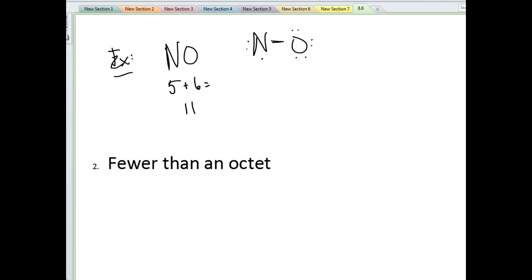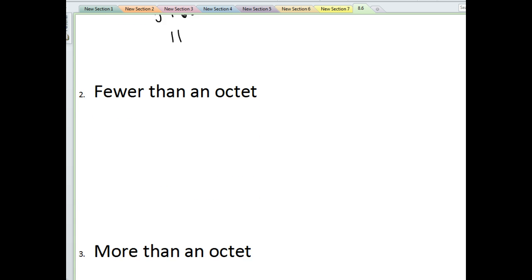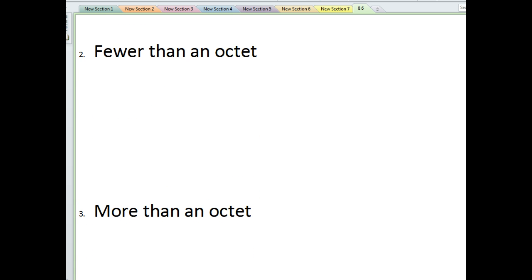I'm sorry, we should go back. This was the odd number, and we did have less than an octet occurring on the nitrogen. Fewer than an octet will also occur, kind of a special case. It does happen occasionally with boron or beryllium. This is where we see it most often.